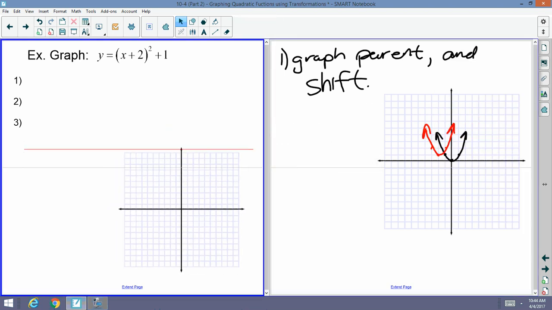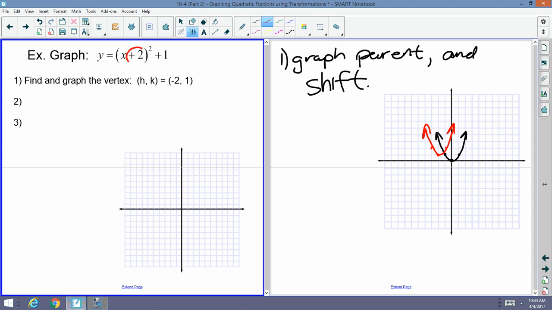Where is the vertex here? The vertex is my H and K, correct? My H and K is my vertex. So when I want to find the vertex and graph it, it's negative 2, 1. Why? My H is negative 2 and my K is 1. So I go to negative 2, 1, and that's my vertex.